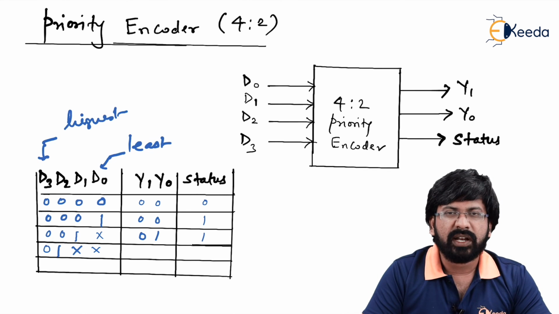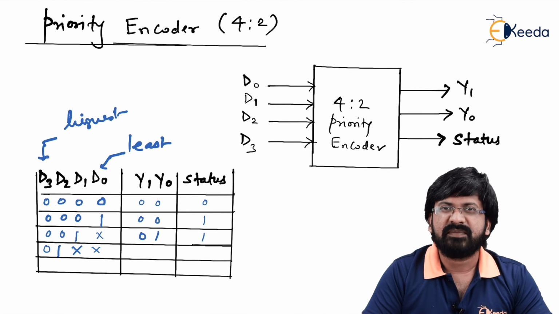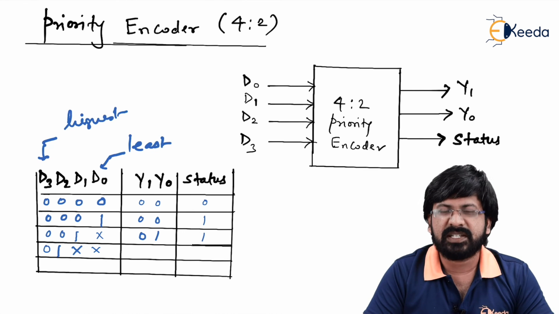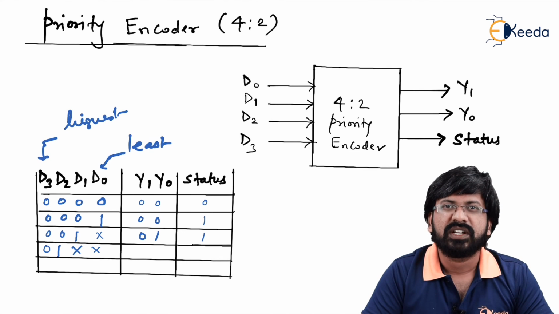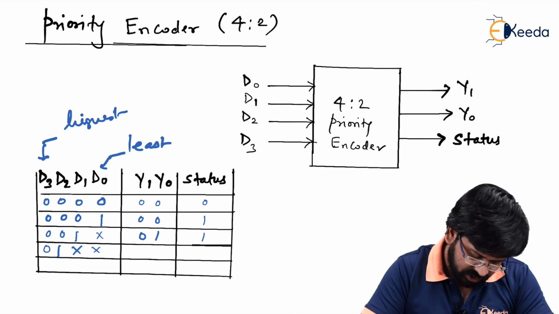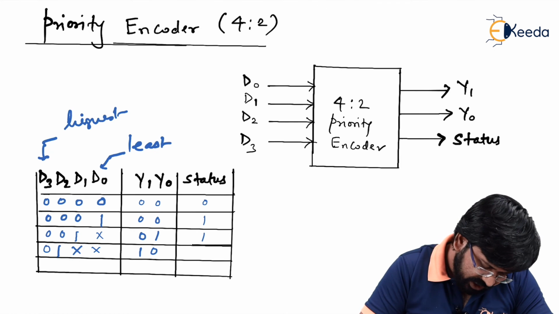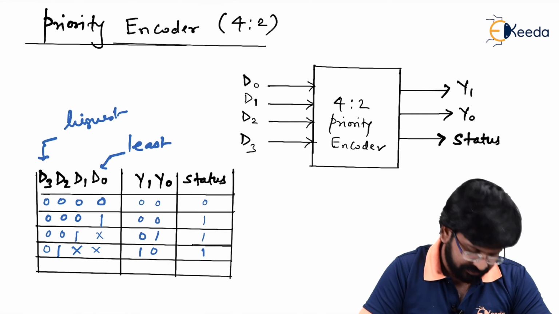Since D2 is equal to 1, again, who is 1? This time D2 is equal to 1. What is the decimal position for D2? It is 2. So for 2, what binary code are you supposed to get? Of course, it is 1, 0. And of course, status will remain 1.